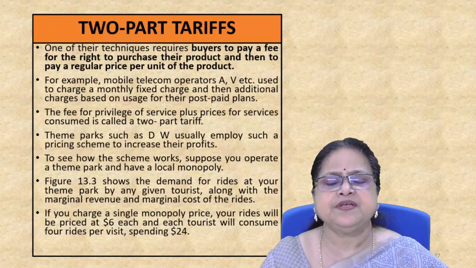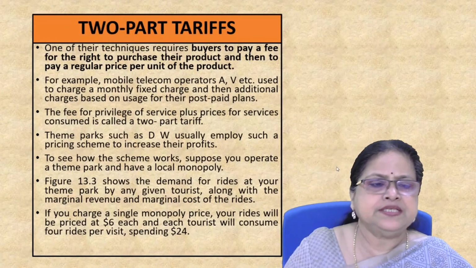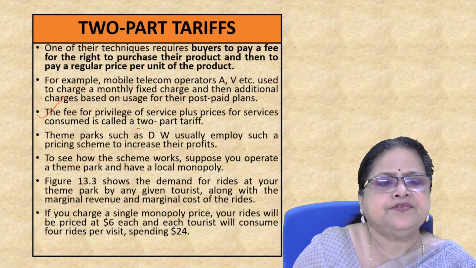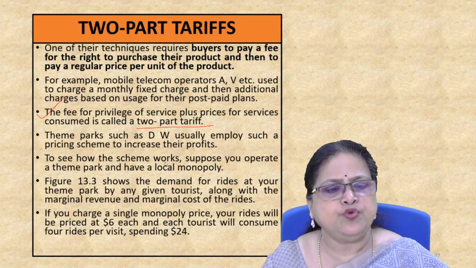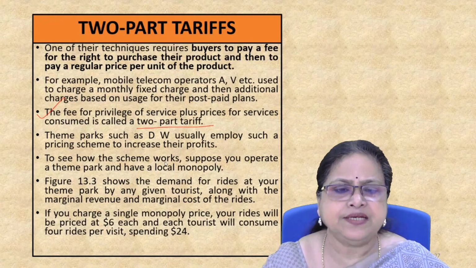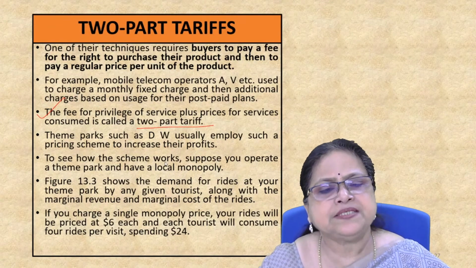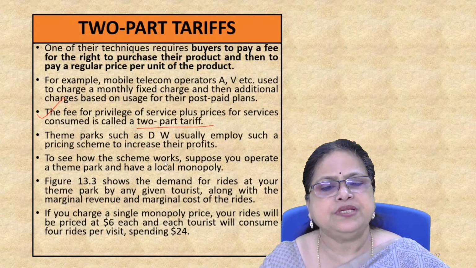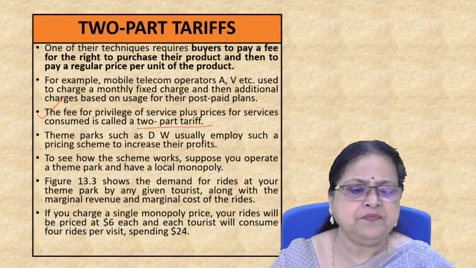The fee for the privilege of service plus prices for services consumed is called a two-part tariff. This must be underlined, remember this one. The fee for the privilege of service plus prices for services consumed is called a two-part tariff. Theme parks usually employ such a pricing scheme to increase their profit. That is, in Delhi, I think, you can take such as A or B, some company name. To see how the scheme works, let us discuss the theme park situation.